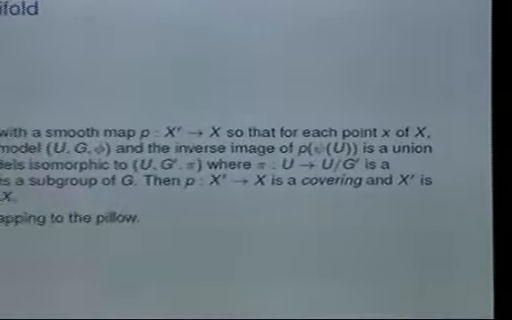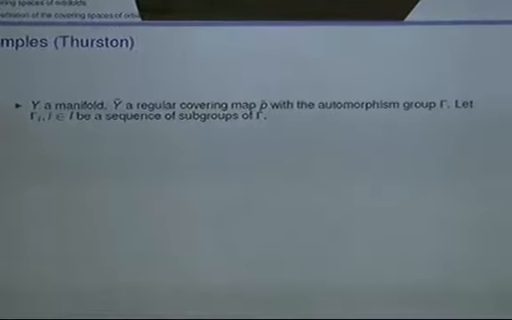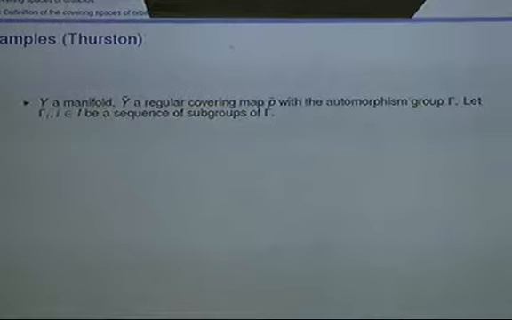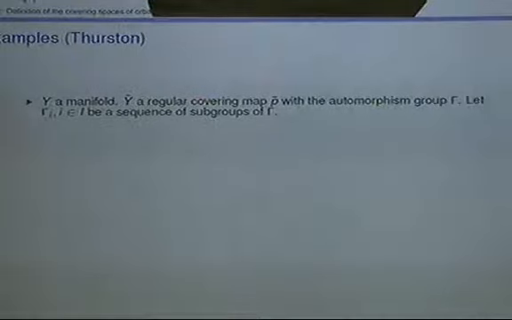So as in the entrance exam, the graduate course, you need to sort of define what a regular covering map is and that sort of thing. So this is an example due to Thurston. Let's look at some manifold Y, and let's look at Y tilde, some regular covering with the automorphism group gamma.